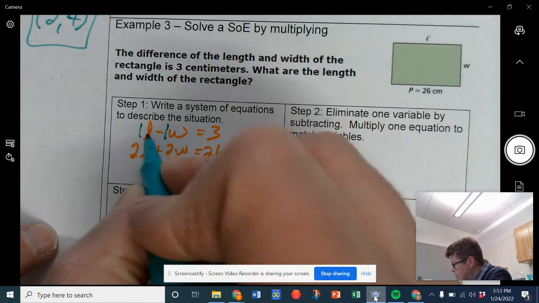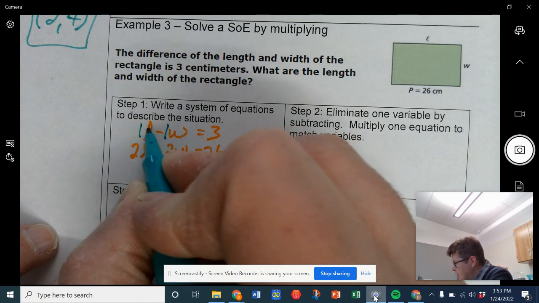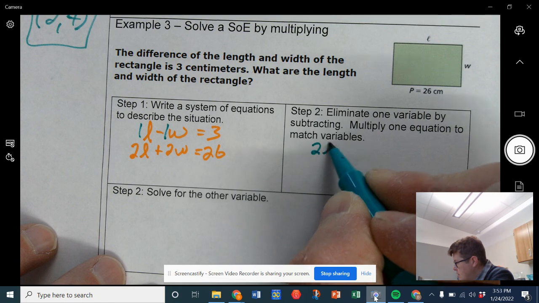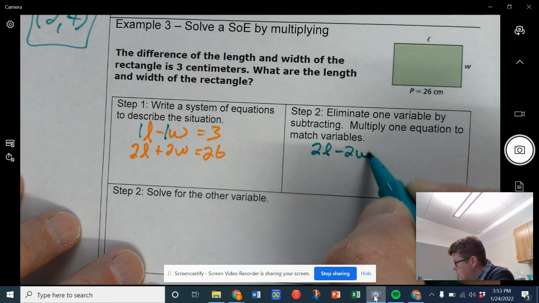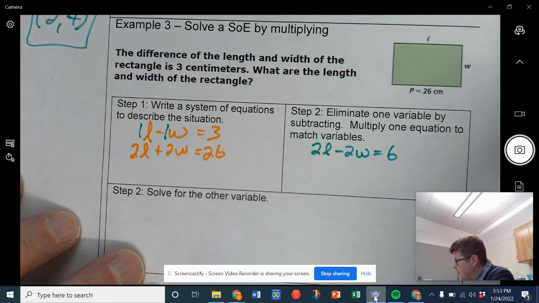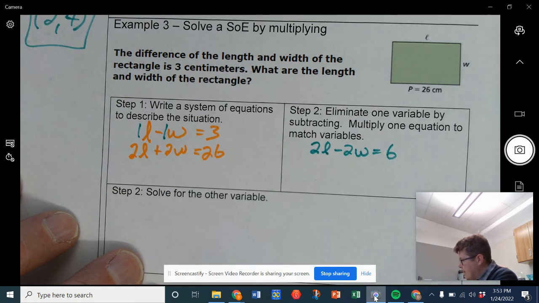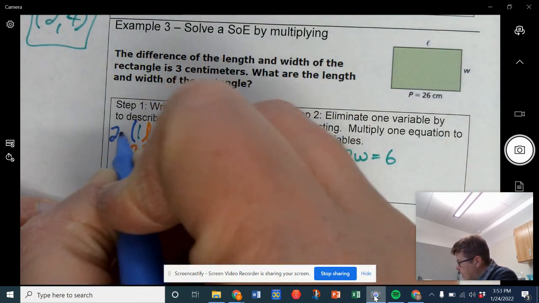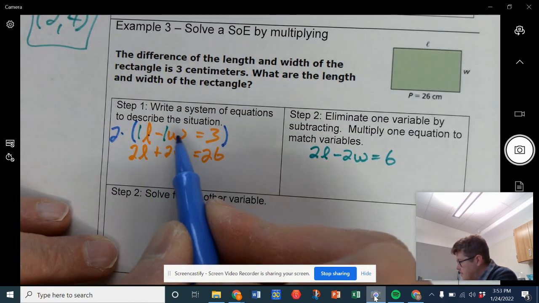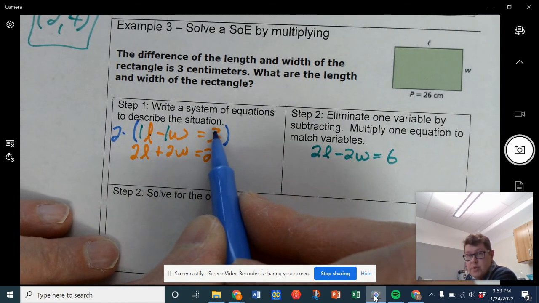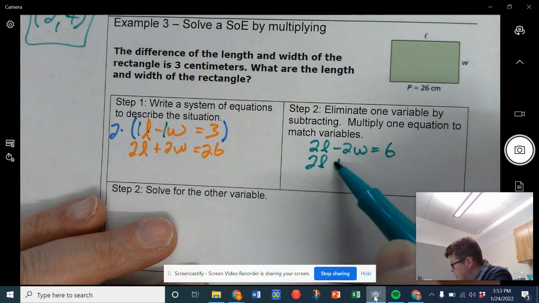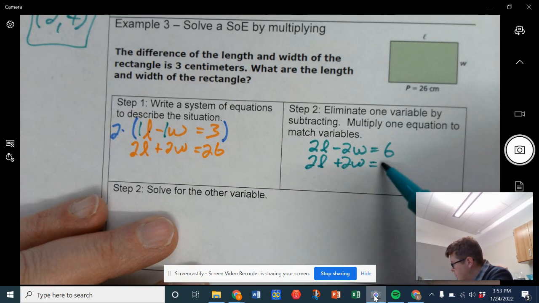So if we multiply this whole thing, it's going to be 2L minus 2W equals 6. Okay? The trick is when you're multiplying by 2, you have to multiply it by everything inside. So this first variable, the second variable, and the answer to it, okay? And so now we've got our plus 2W right here equals 26.